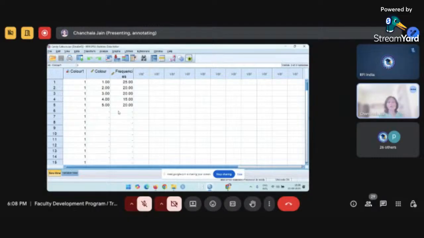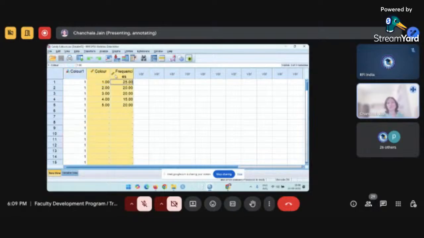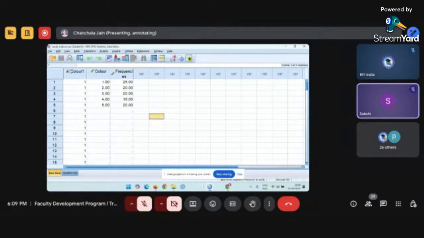Yes, ma'am. Why have I shown you this? Because you need to understand this. If your data is in the first form like this, individual data, then there is a different process of performing the chi-square test. If your data is in the frequency distribution form, then the process is a little different. Is it clear? Yes, ma'am. Okay, so firstly, I'll take the data when I have the individual data available with me.